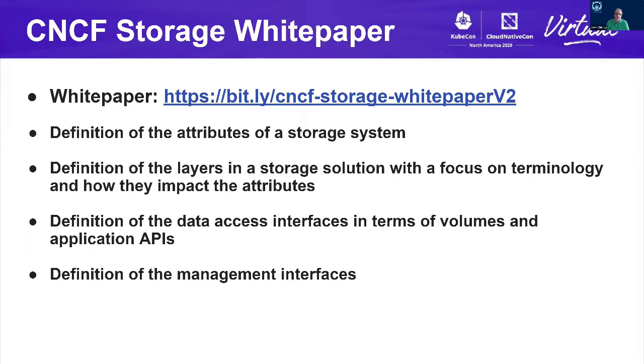The version 2 of the white paper is there to explain the variety in the cloud native storage landscape, and when we talk about storage in a cloud native way, we're not talking about just storage systems in terms of volumes, but indeed any way that you can persist data in a cloud native way. So that includes things like object stores and databases, for example.